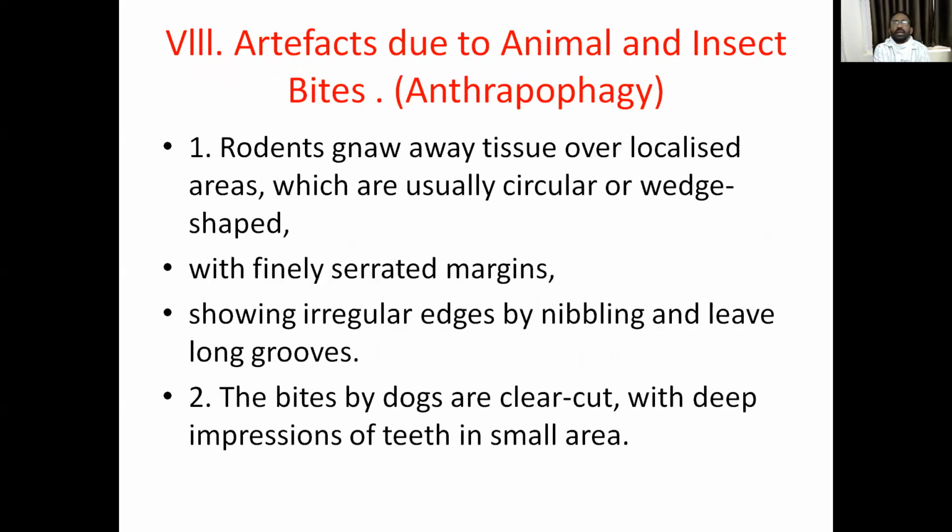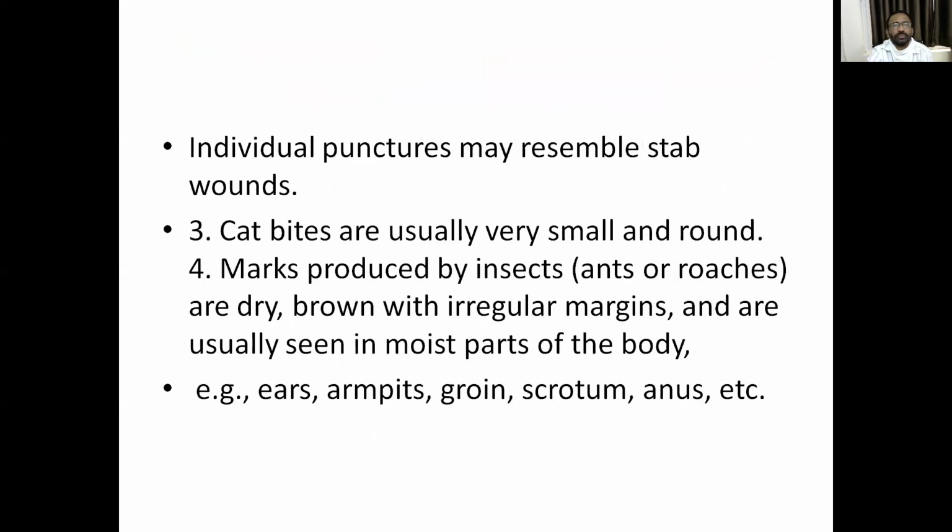Artifacts due to animal and insect bites. This is called anthropophagy. Rodents may gnaw tissues and leave wedge-shaped furrows. These will not be mistaken as injuries, and these injuries show serrated margins. The bites of dogs and cats will also not be mistaken as injuries.